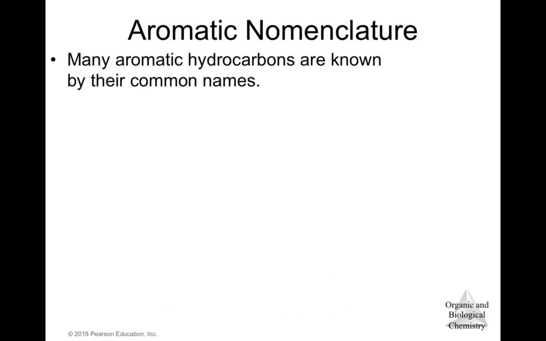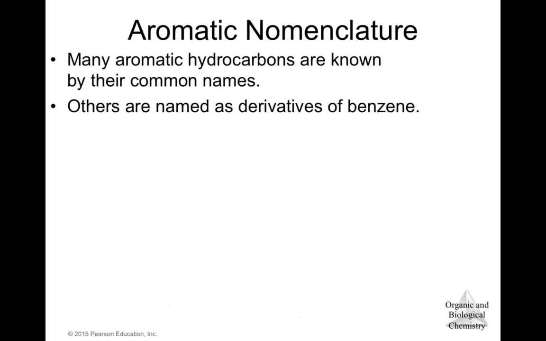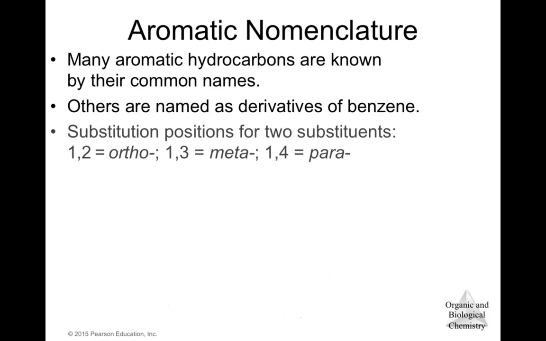And the nomenclature for the aromatic compounds. Many aromatic hydrocarbons are known by their common names. Others are named as derivatives of the benzene. And sometimes we're going to have more than one substituent in the benzene ring. So if they are in position 1 and 2, we can call them ortho. If they are in position 1 and 3, we can call them meta. And if they are in 1 and 4, we can call them para.